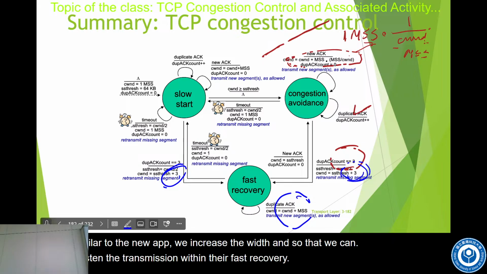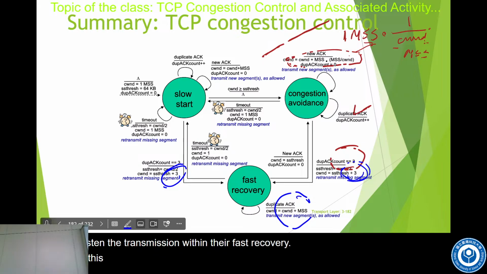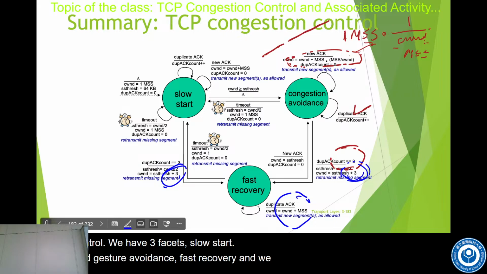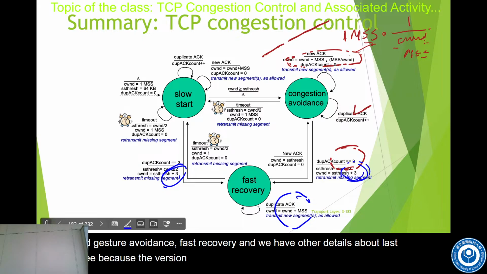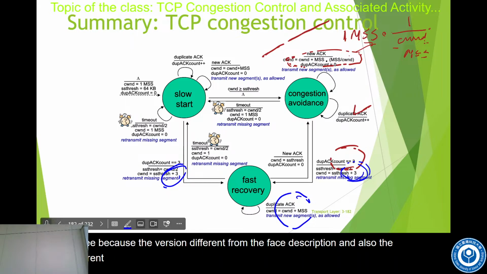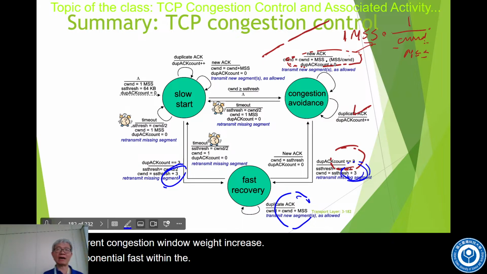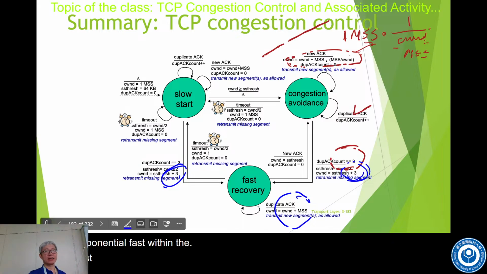Well, so this is the current discussion about the summary for TCP congestion control. We have 3 phases: slow start, congestion avoidance, and fast recovery, and we have other details about the plus 3 because this version is different from the previous description. And also, the current way to increase the congestion window is exponential within the fast recovery. Well, this is the TCP congestion control.